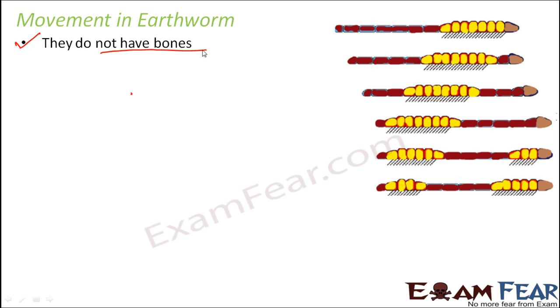Now, when it comes to the muscles, their bodies have two types of muscles. They have longitudinal muscles as well as circular muscles. When you look at an earthworm, you see that its body is divided into segments like this. Every segment has two types of muscles, circular muscles and longitudinal muscles.